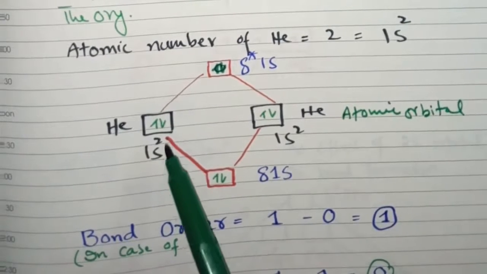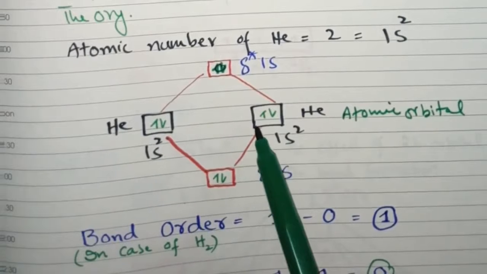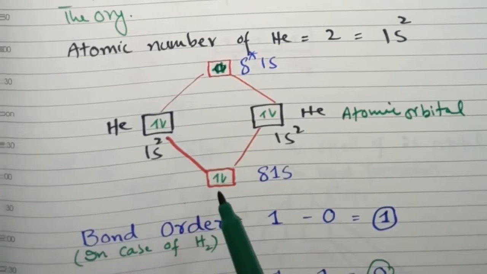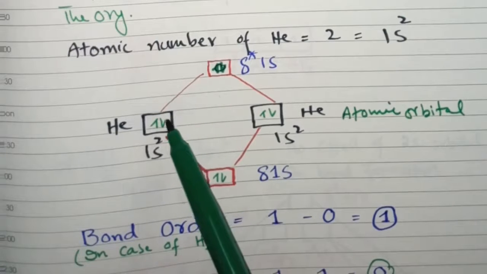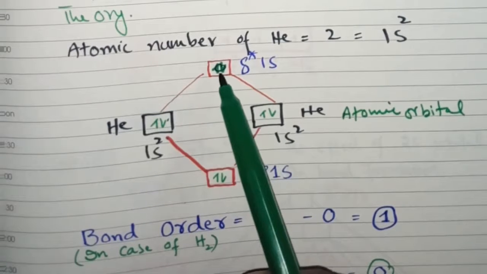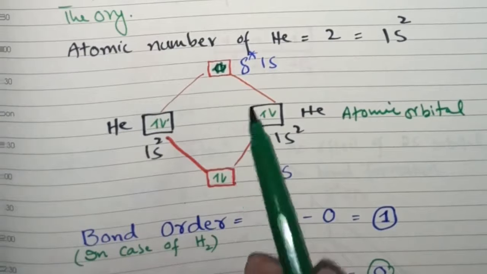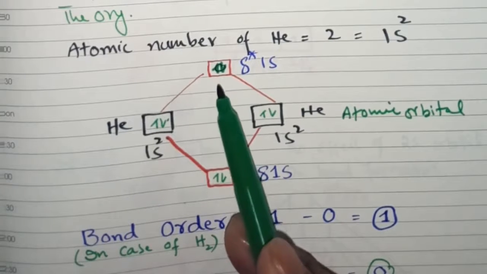Now what happens is, one electron from this orbital and one electron from this orbital go towards the bonding molecular orbital, and still one electron in each is remaining. Those one electron from this and one electron from this move to the top, and there are 2 electrons in the anti-bonding as well.